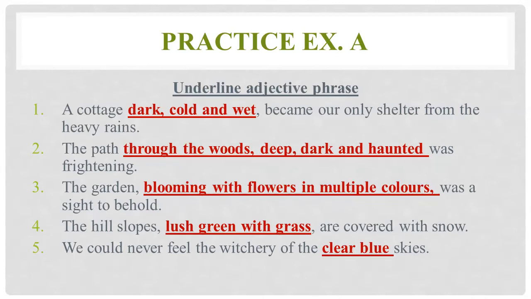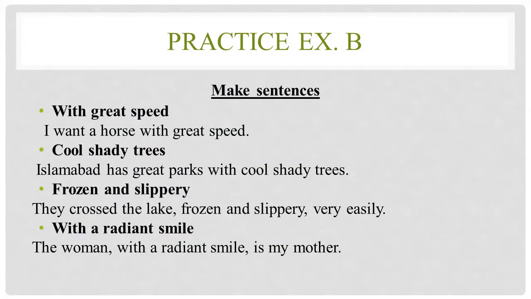Let us move to practice exercise B. We are given adjective phrases and we have to make sentences for them. Try to do it yourself. With great speed. I want a horse with great speed. With great speed describes the noun horse. So this is an adjective phrase.